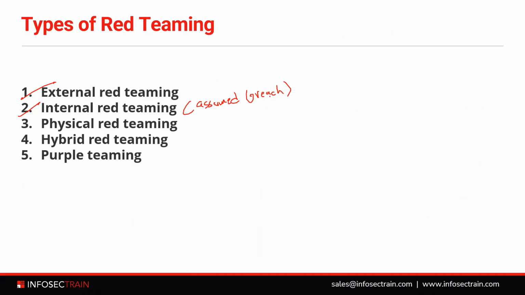Now, the goal of this internal red team is to test the organization's ability to defend against these threats and identify any potential gaps that the attacker could exploit. So, what I'm doing, I'm inside the network. Now, I'm trying to find if there is a person who is a disgruntled employee.